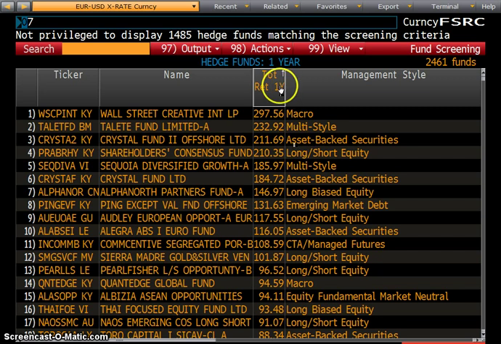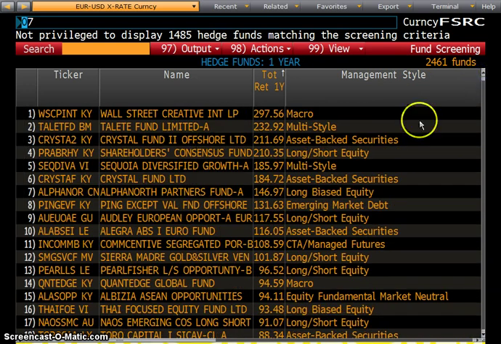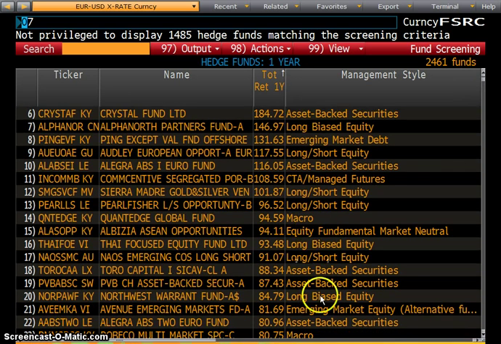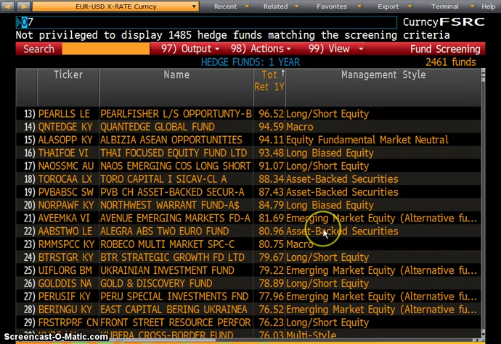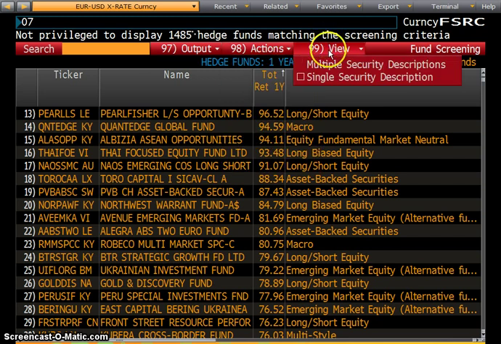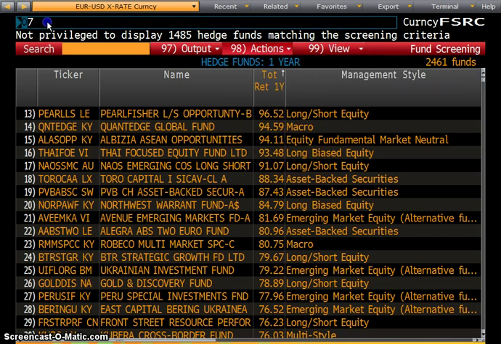You can see the total return for 1 year: this Wall Street Creative had a 297% return last year. They are macro. You can see there's a long list of different styles and different types and who has been performing the best. So you can look through the list, study them, and look at which segments or which management style has performed the best. So this is 1 year. You can export this to Excel or put it in a basket to monitor, as well as save this or study multiple securities. Right, that is hedge funds. So that's a brief rundown on FX as well as commodities and fund.